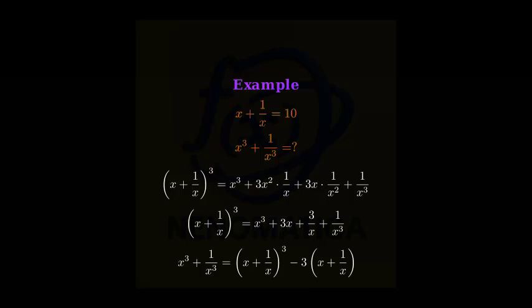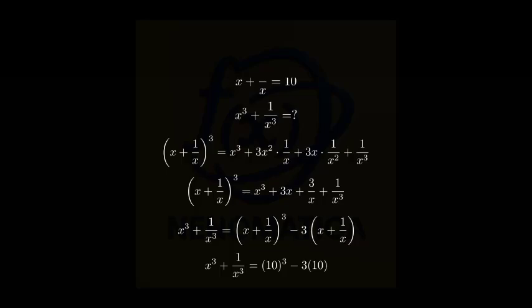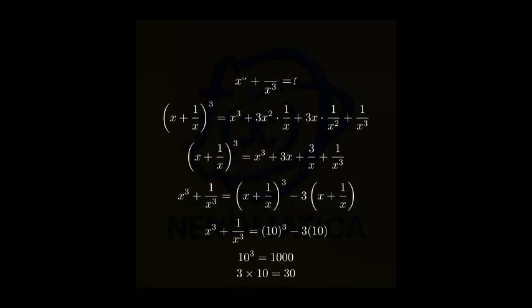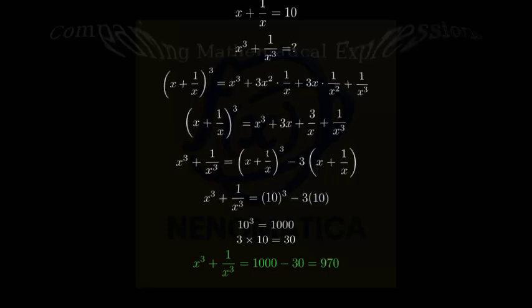Since we know that x plus 1 over x equals 10, we can substitute this value. Let's calculate this. 10 cubed is 1,000. 3 times 10 is 30. So x cubed plus 1 over x cubed equals 1,000 minus 30, which is 970. Therefore, x cubed plus 1 over x cubed equals 970.